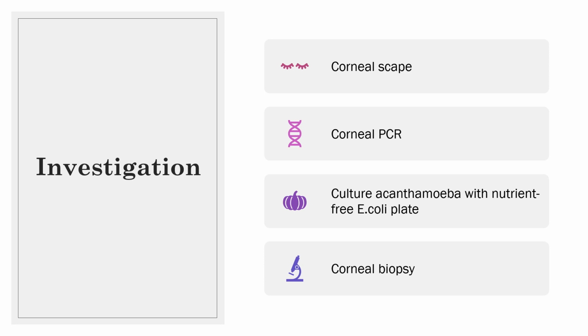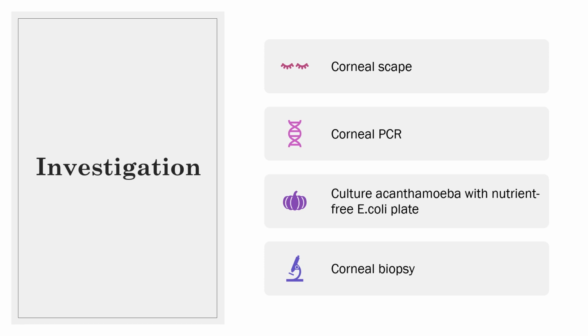So diagnosis, investigations: you definitely do a corneal scrape for microscopy, staining, and culture sensitivity. You will send corneal PCR, polymerase chain reaction, for viruses and Acanthamoeba. Traditionally, we used to culture Acanthamoeba on a nutrient-free E. coli plate, where the Acanthamoeba would consume the E. coli as food. But if you do that, make sure you use a new blade. Don't use the same blade that inoculated the Acanthamoeba onto the E. coli plate and then go back onto the eyes. You do not want to inoculate E.